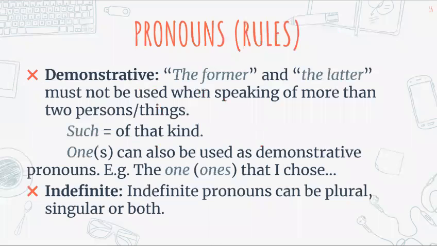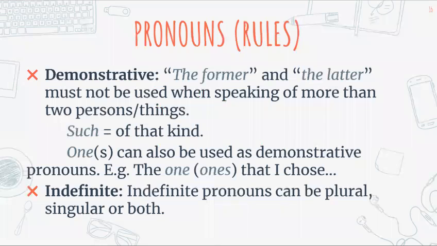So now we move on to demonstrative. The former and the latter must not be used when speaking of more than two persons or things. So such means of that kind, because sometimes you might want to use it in your sentence. And one or ones can also be used as demonstrative pronouns. Example, the ones that I chose, right?